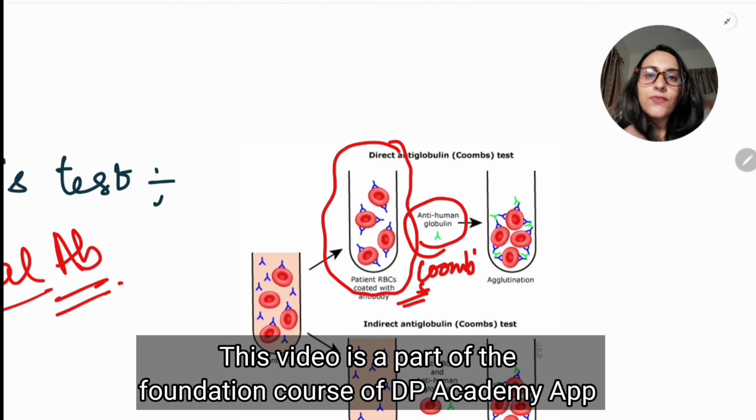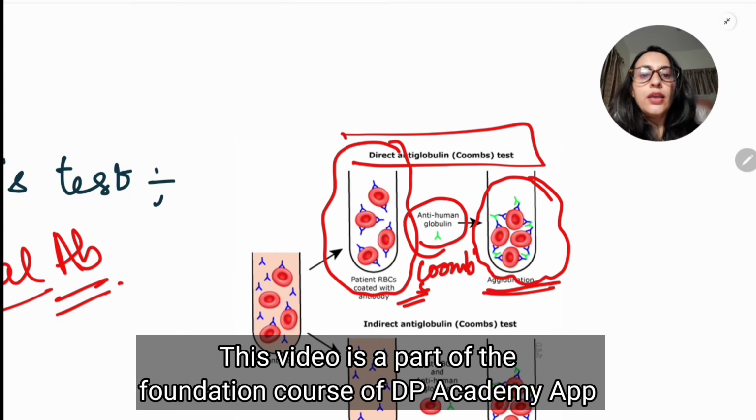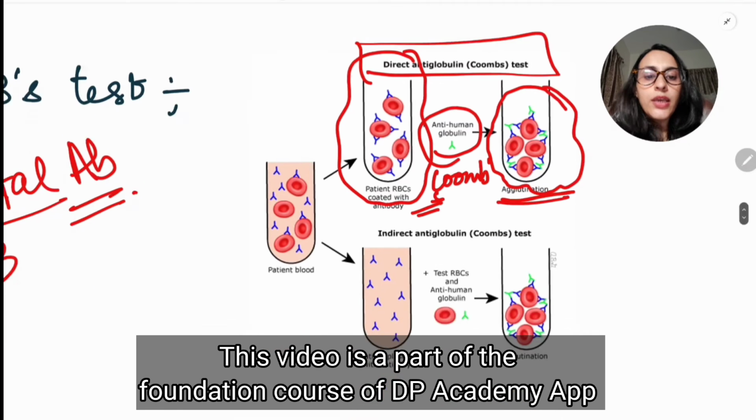When you react these fetal RBCs, you take the fetal blood sample. This fetal blood sample has got fetal RBCs that have got a coating with the antibody. And when you react with the Coombs reagent, anti-human globulin, you can see these gaps are filled with anti-human globulin, and there is an agglutination reaction. If it comes positive, that means the child is having erythroblastosis fetalis. This is direct Coombs test.